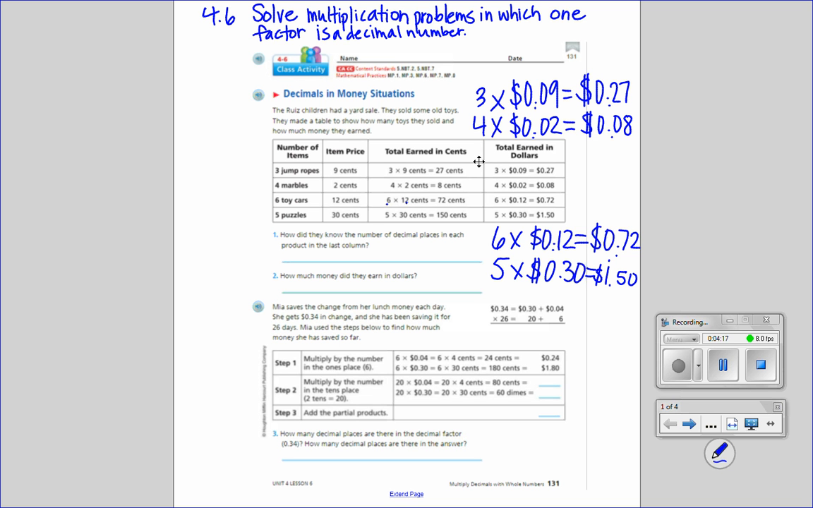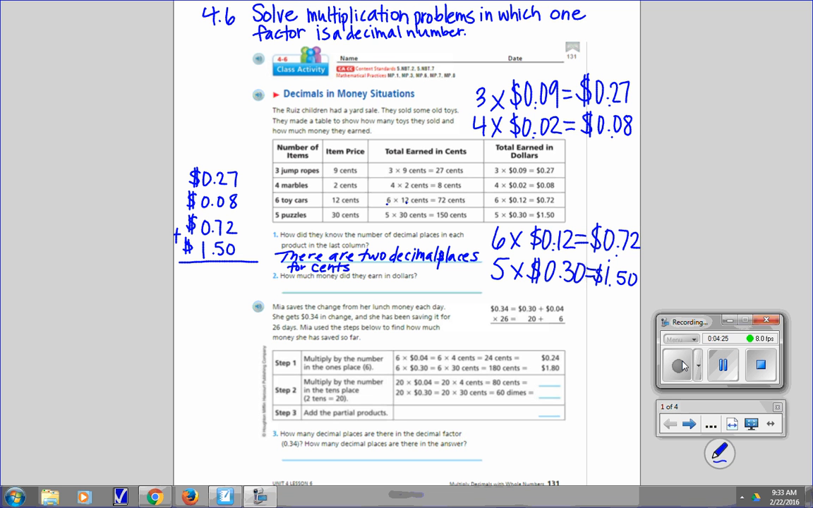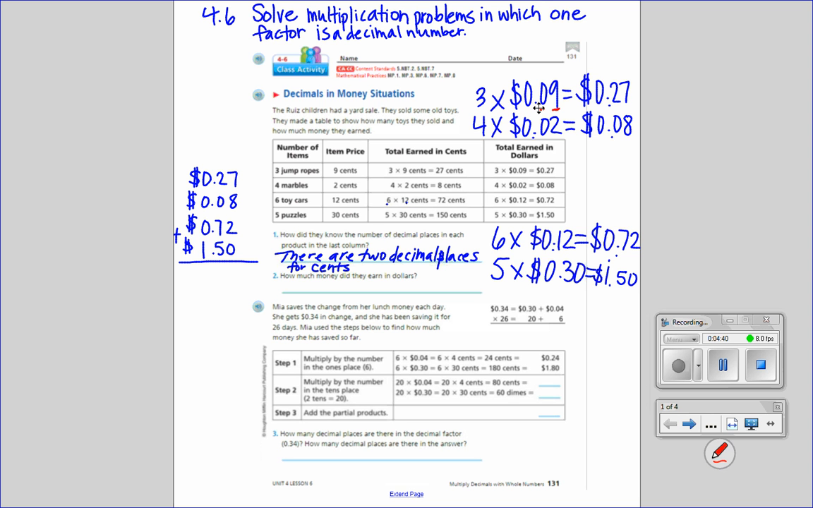Yeah. How did they know the number of decimal places in each product in the last column? How did they know where to put the decimal? What I'm hearing some of you say is that there are 2 places when it comes to cents, right? And when I say 2 places, this is what I'm talking about. Place 1, place 2. Place 1, place 2. There's 2 places when it comes to where the decimal goes. So that's something important to notice, and I did hear some of you notice that. Okay?